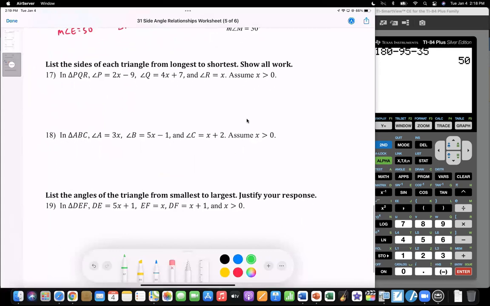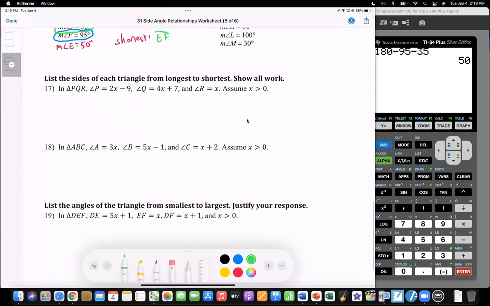Okay, so for 17, this section, we want to list the sides from longest to shortest. And now we're listing all three sides, longest to shortest. But notice we don't have the angles anymore. Instead, it gives us variables. So P is this, Q is this, and R is that. So we would have to find the angle. So the only thing I know about a triangle 100% of the time is they add to 180, right? So I can add these three to 180, and that'll allow me to find X, right? So 2X minus 9 plus the 4X plus 7 plus the X. I know that those three angles have to add to 180. Okay, so we can solve this.